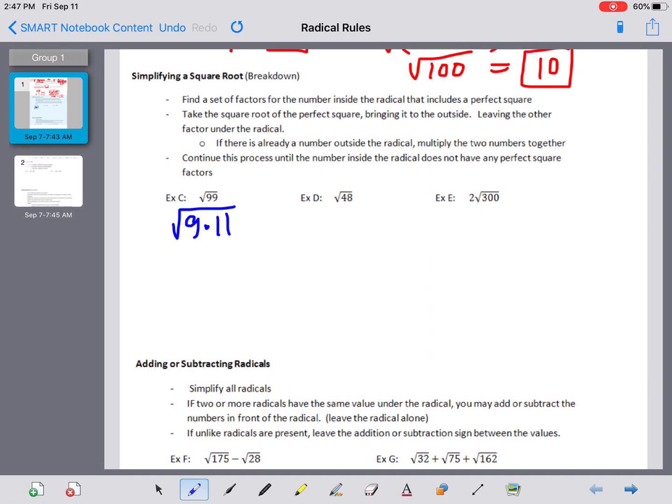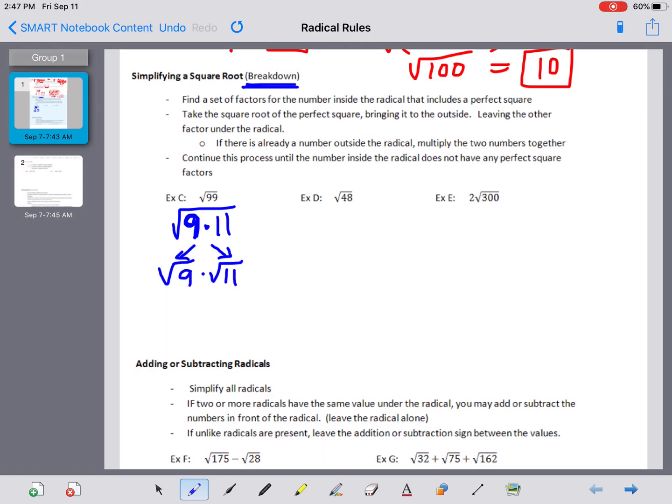Notice I didn't change the value inside that square root, I just broke it apart. I call it my breakdown. You'll hear me say that, breakdown. So I find this, and I choose this because 9 is on my pretty list. It's a perfect square. So now I can break this into 2 square roots, the square root of 9 times the square root of 11.